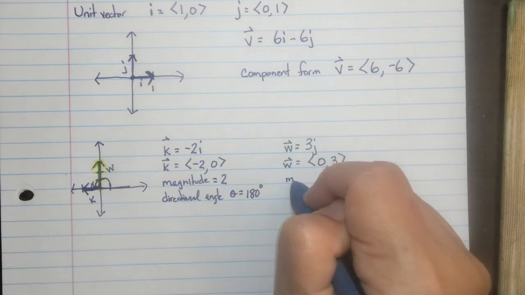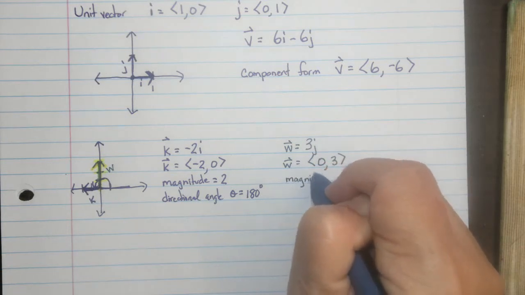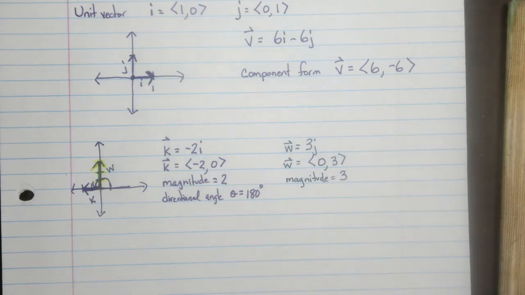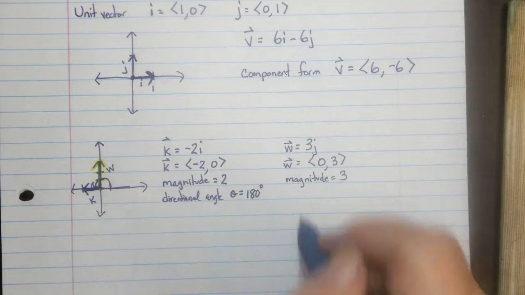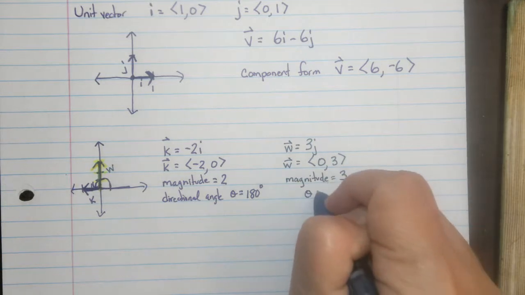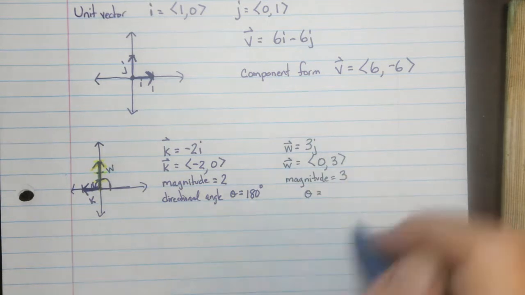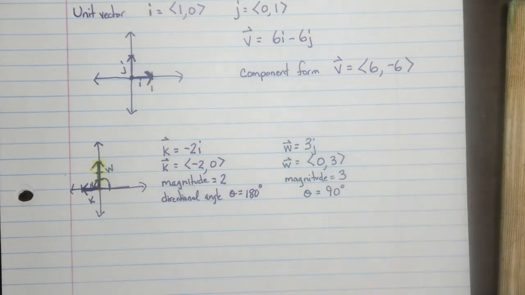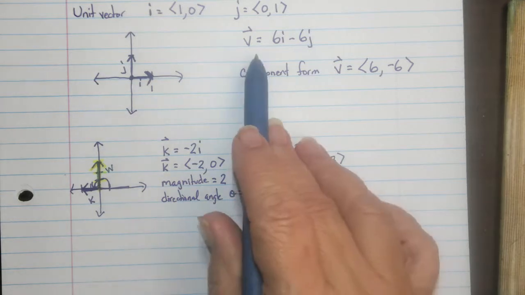What's the magnitude of this vector? Magnitude is 3, that's its length. And then what would be the directional angle of the vector? 90 degrees. Well, there doesn't seem to be anything too difficult about that, right? But our vectors don't always lie on our axes. So let's go back and consider this vector v up here.